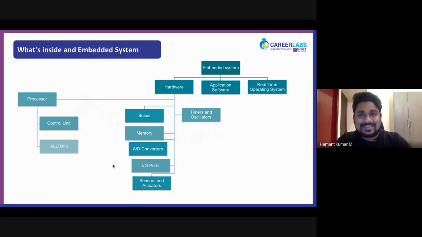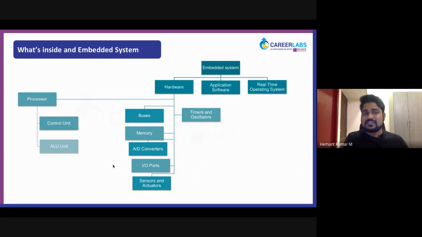What is there inside the hardware, right? For example, you have buses, memories, audio converters, I/O ports, sensors, actuators, timers and oscillators. All different aspects are there, ultimately collectively doing one function. It could be clicking a picture. It could be sending some light. It could be sending a phone signal, something of that sort.